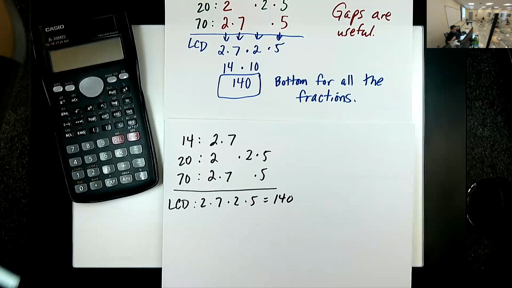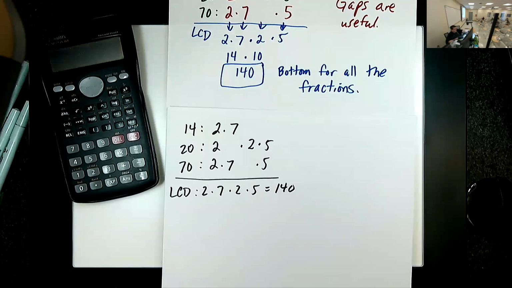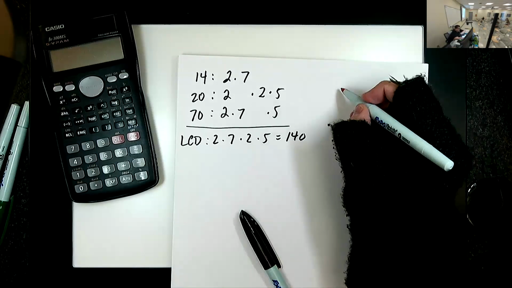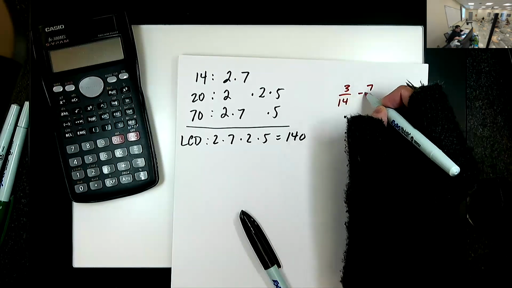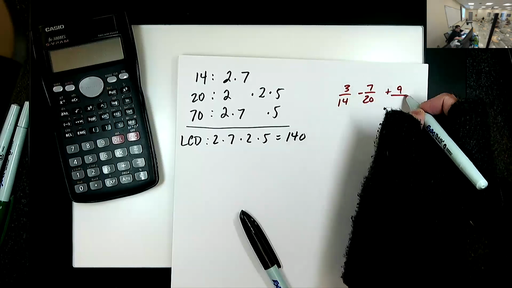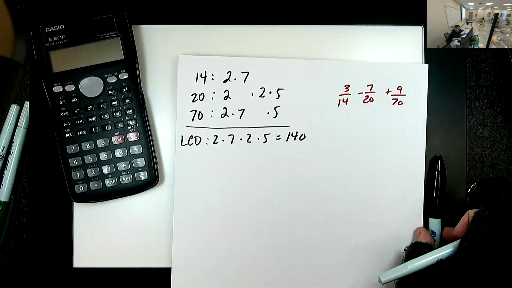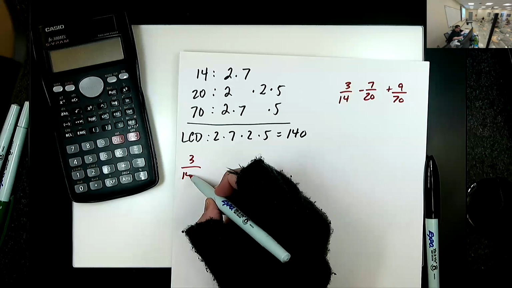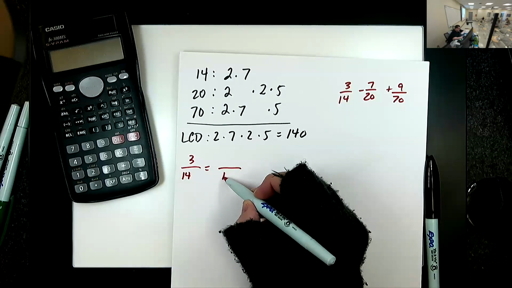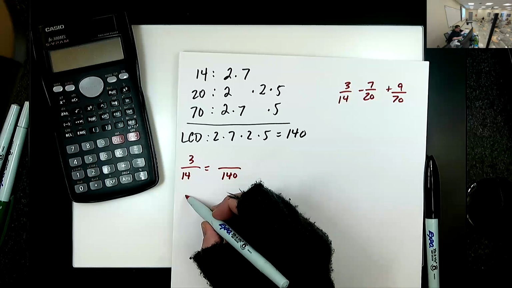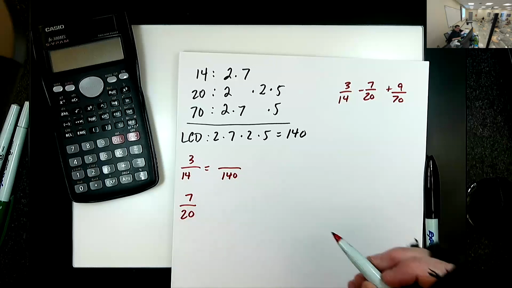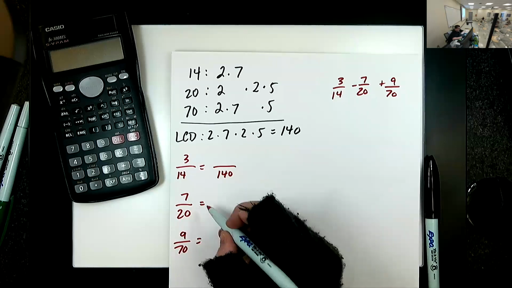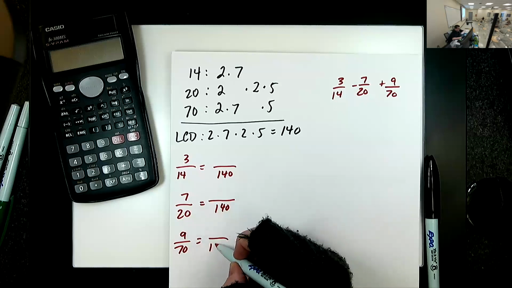Okay, I redrew it. And I'm going to show the initial thing that we start with. Let me rewrite that down because this is what we were trying to do. 3 over 14 minus 7 over 20 plus 9 over 70. So what I want to do is rewrite 3 over 14 as something with the denominator of 140. I want to do the same thing with 7 over 20 and 9 over 70. I want to have a denominator of 140 for all of them.